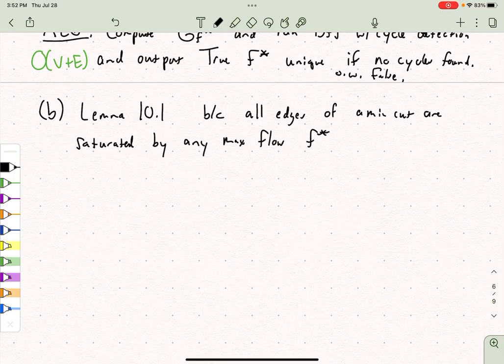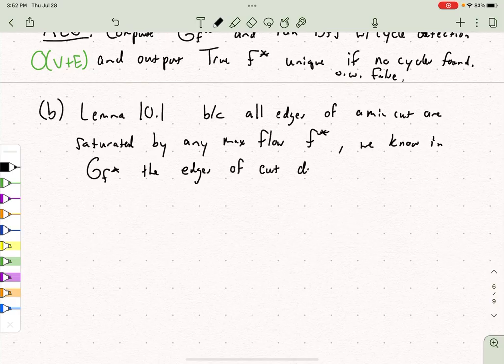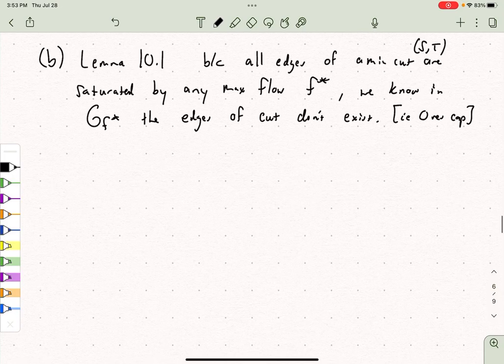F star. We know in the residual graph the edges of the cut don't exist. Let me call the min cut S, T, for example. This is because they'll have zero residual capacity, and we can essentially remove those from the graph.